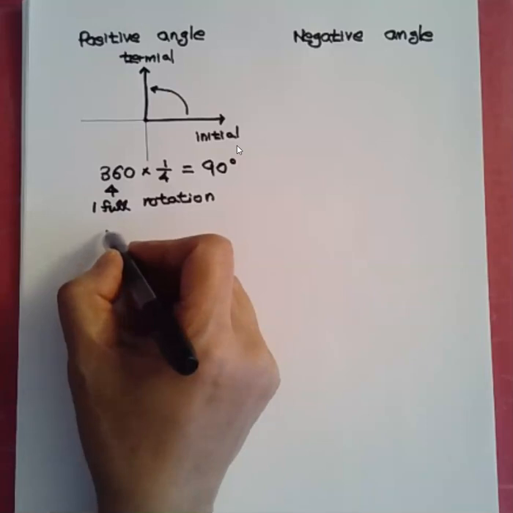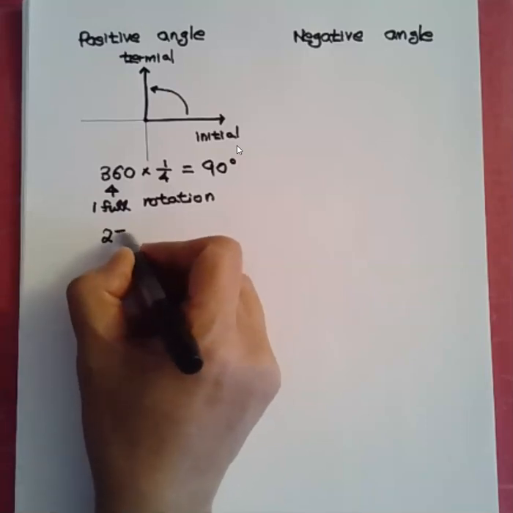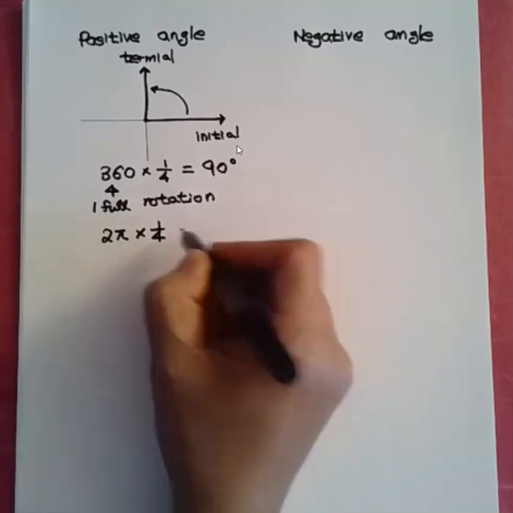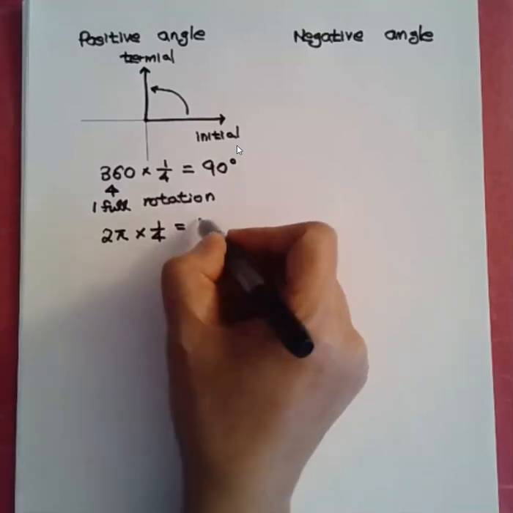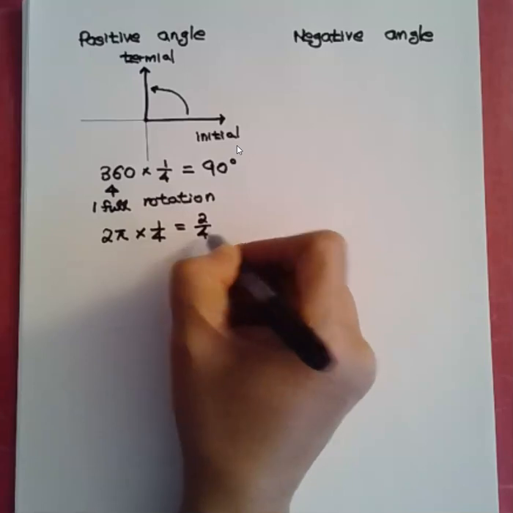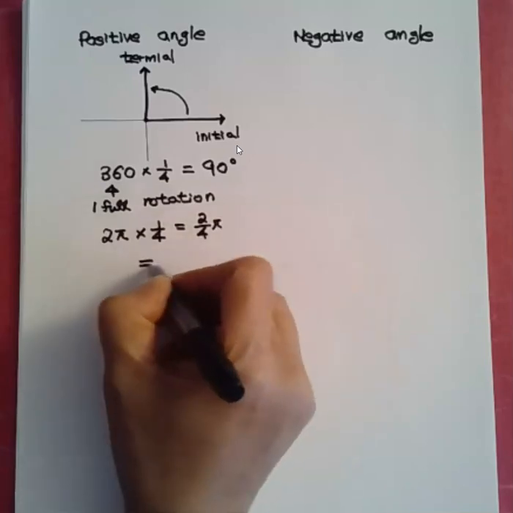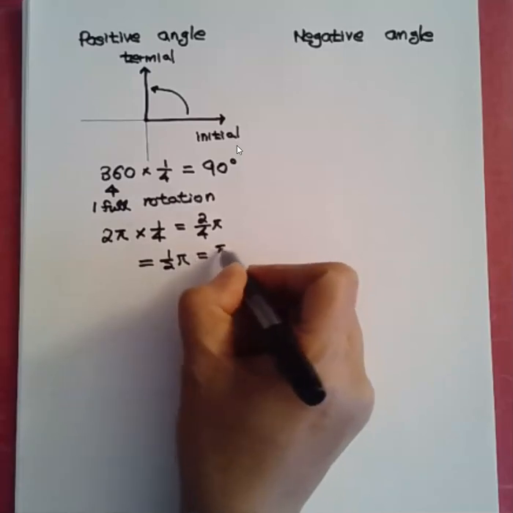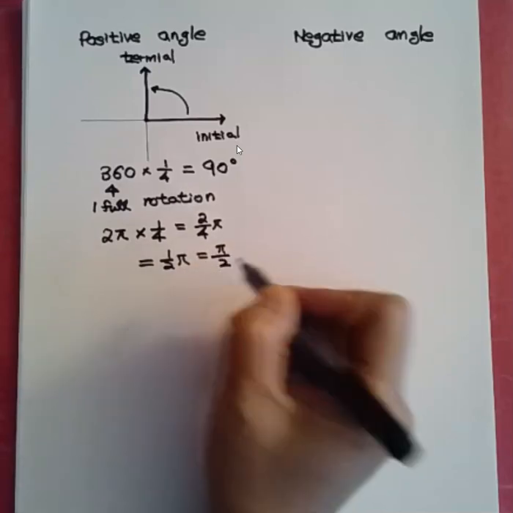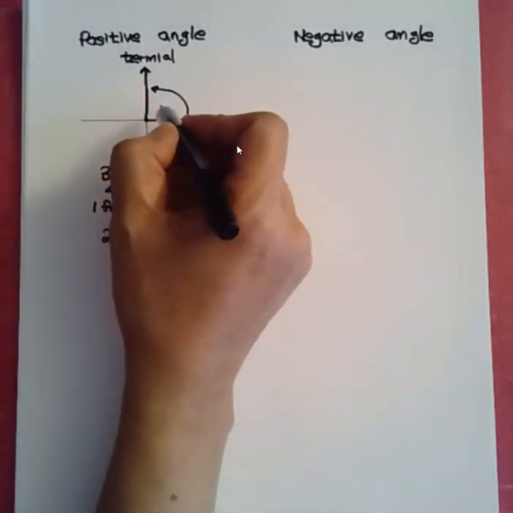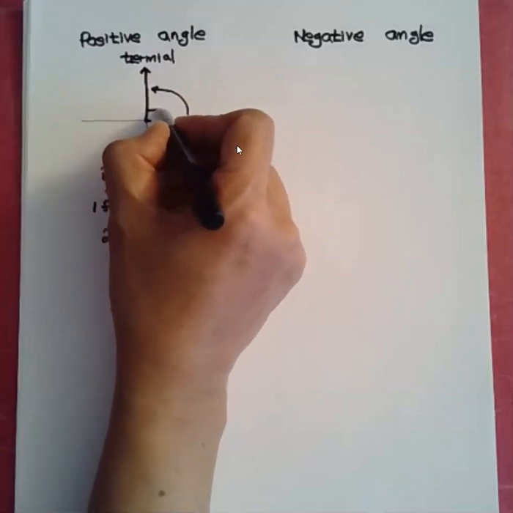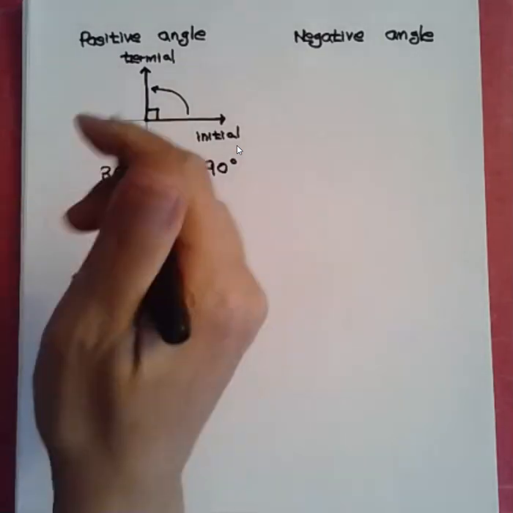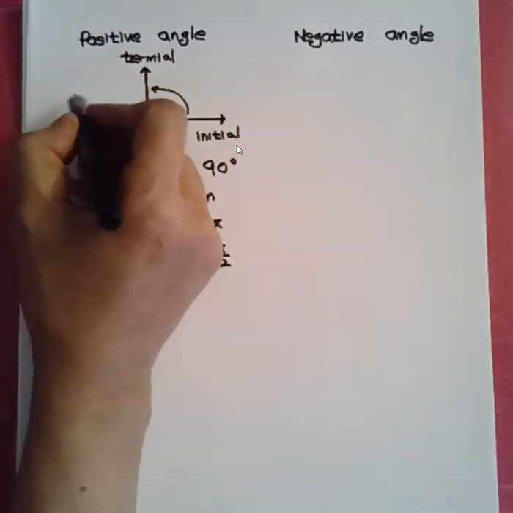If we think about the radian measure, then that is 2 pi times 1/4. That can be written as 2/4 pi, which is 1/2 pi. Of course, we can write it as pi/2. In this particular case, the angle has a special notation like this, and that is called a right angle.